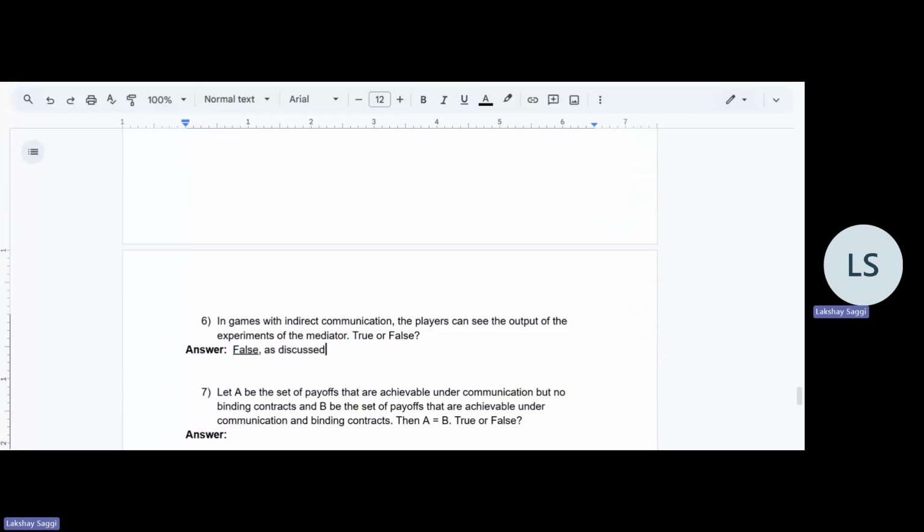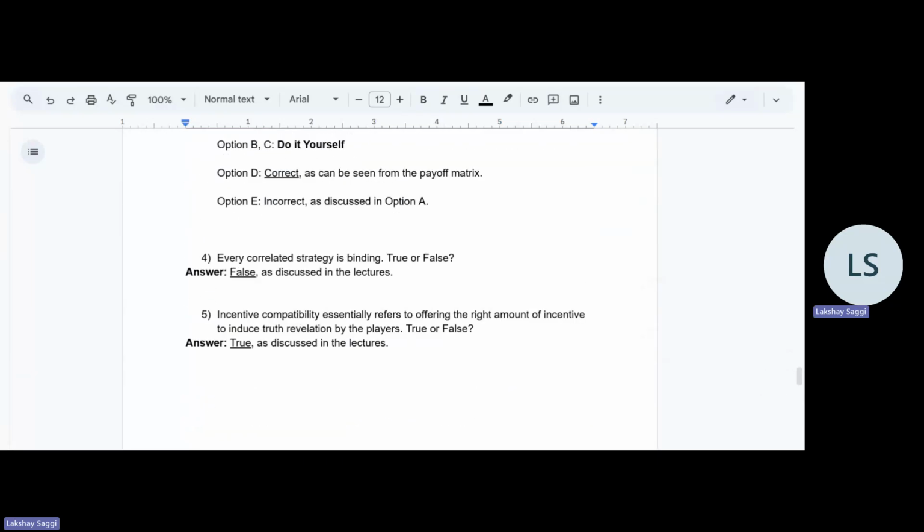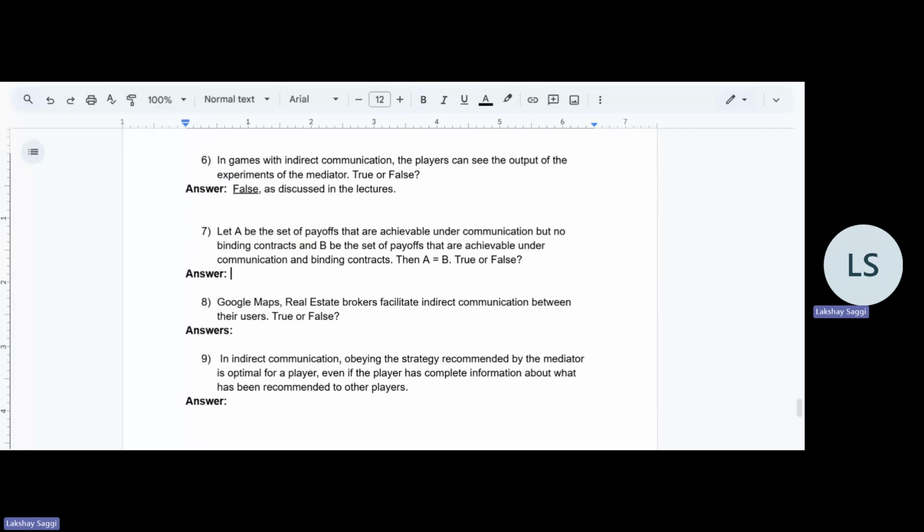As discussed in the lectures. So, yeah. Then maybe let's move on to the seventh question. I'm not writing a very long explanation for these questions because almost all the theory we have just discussed, and there's nothing really to it other than conceptual clarity.